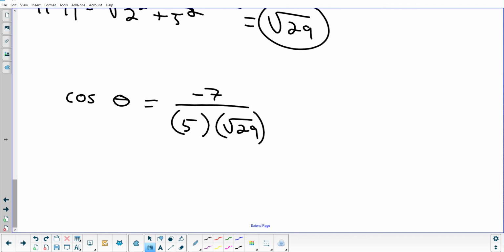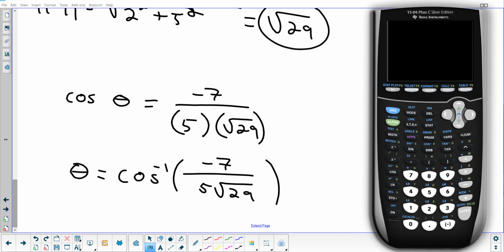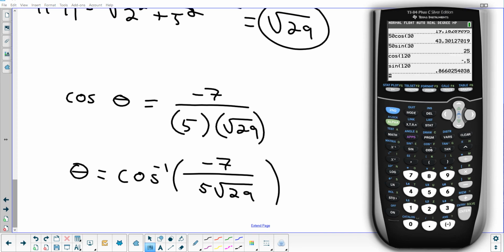And now we just have to get theta by itself. So what would we do to get theta alone? Inverse cosine. So inverse cosine of negative 7 over 5 square roots of 29. All right, let's see what we get.